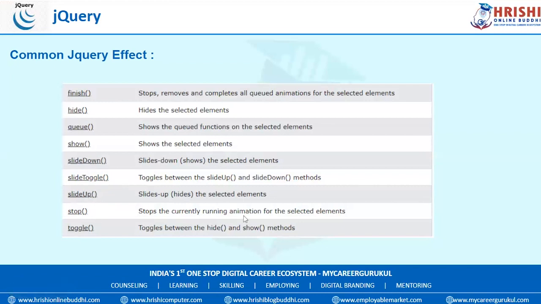Then comes stop. Stop stops the current running animation for the selected element. So whichever animation is going on, it will just stop running on that particular element. And toggle again toggles between hide and show. So these were the simple common jQuery effects which we will be learning, and which are used in our website when we create a website or a web page.